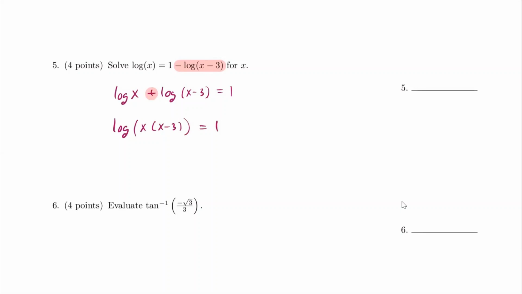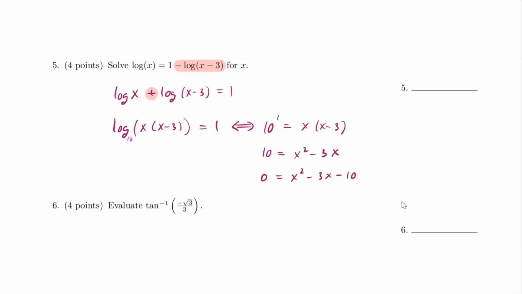Now remember, this logarithm is using base 10 since it's not written for us. So every time base is omitted, it means it's base 10. So now if I translate this into exponential form, this would be 10 to the power of 1 equals x times x minus 3. So now it becomes a nice algebraic equation that we all know how to solve. This is 10 is equal to x squared minus 3x. Move everything to one side. So we have 0 is equal to x squared minus 3x minus 10.